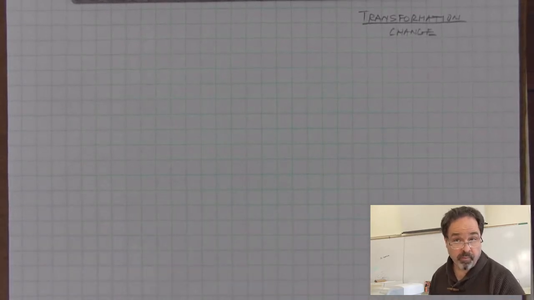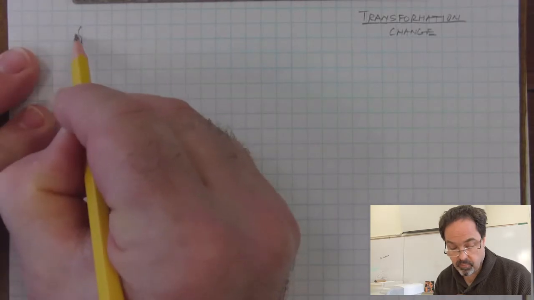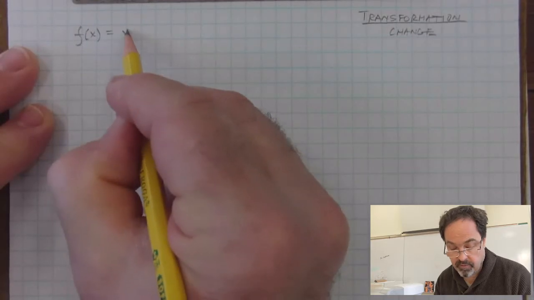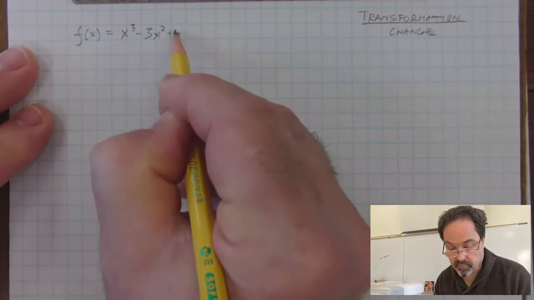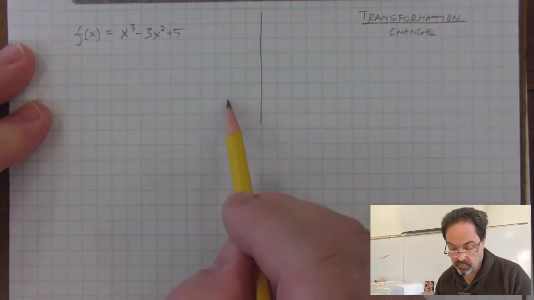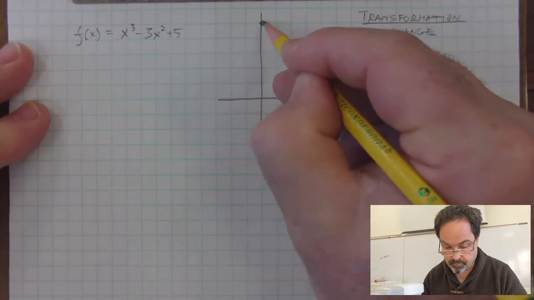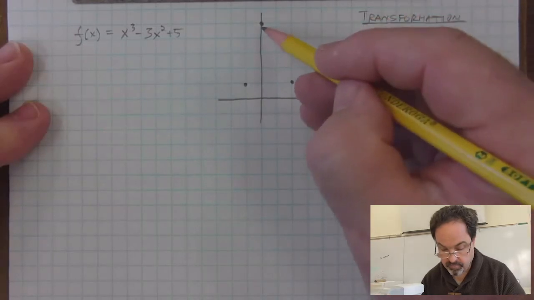And what we transform in mathematics is we transform equations, we transform functions, we transform the graphs of those functions and equations. So we're going to think about transformations by defining a function, x cubed minus 3x squared plus 5. The graph of this function is a bit sophisticated. It looks approximately like this.